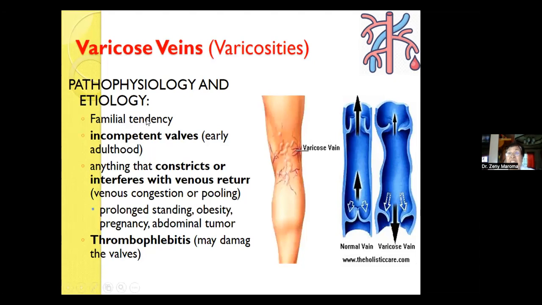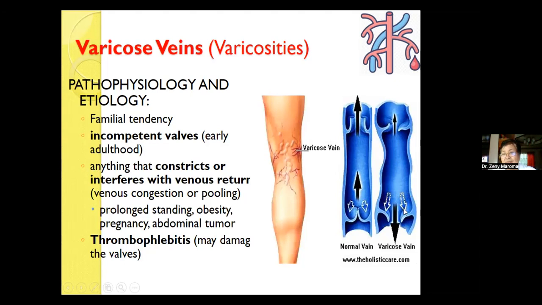Pathophysiology: it has a familial tendency. It runs in the family. In early adulthood, the cause is an incompetent valve. Like, this is the normal vein. It should close so that the venous flow will not go back.